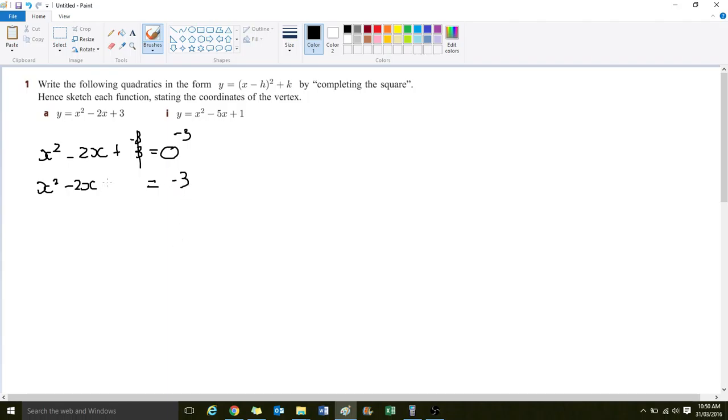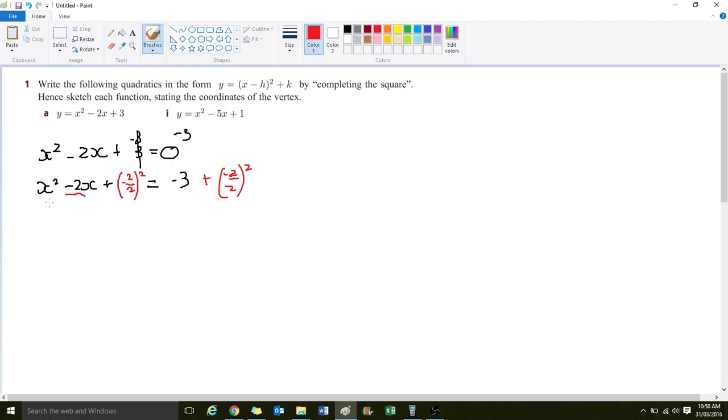Now, what you need to add in here is half of this number squared. Okay, half of your middle number squared. That's how we complete the square. And we're adding half of it to both sides. So we're adding minus 2 divided by 2 because it's half, and squared, to both sides. So over here as well, it's minus 2 on 2 squared.